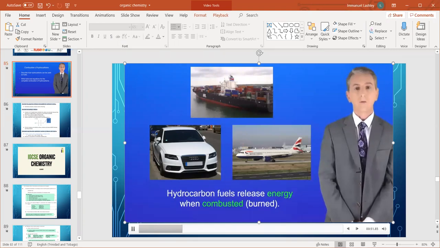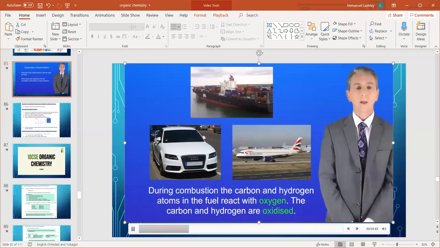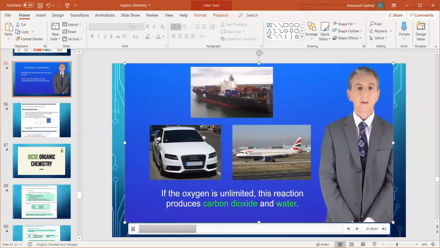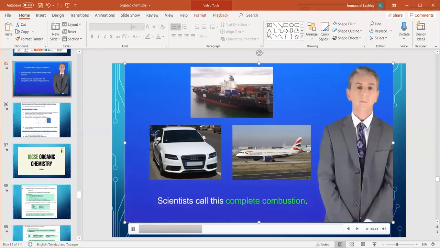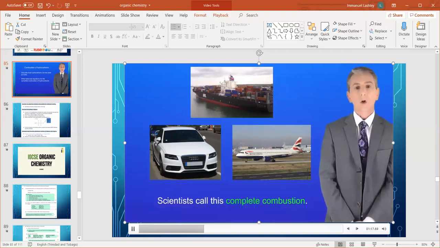Hydrocarbon fuels release energy when they're combusted, and remember that combusted just means burned. During combustion, the carbon and hydrogen atoms in the fuel react with oxygen. In other words, the carbon and hydrogen are oxidized. Now, if the oxygen is unlimited, then this reaction produces carbon dioxide and water, and scientists call this complete combustion. So in this video, we're going to look at how to write chemical equations for complete combustion.